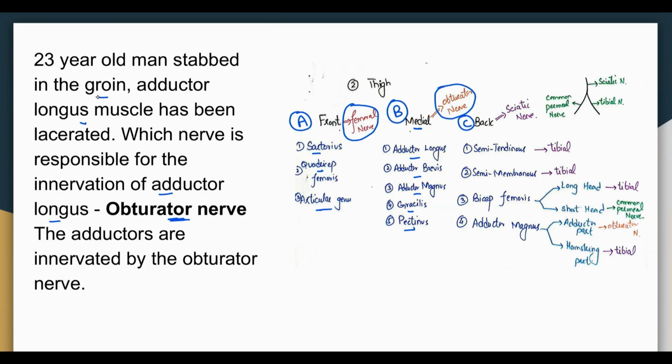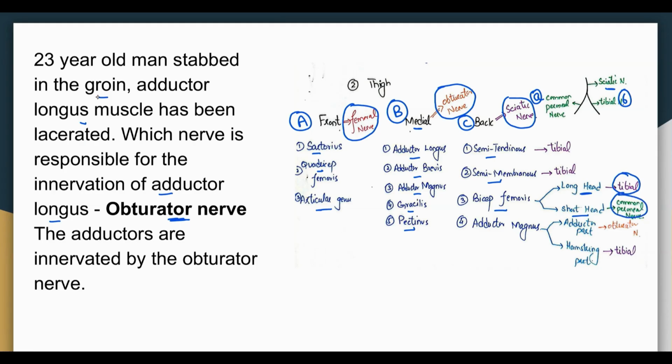This posterior compartment or the back compartment is supplied by the sciatic nerve. So we know that the sciatic nerve divides into two branches, that is the common peroneal and the tibial nerve. So let us see what specific muscles are supplied by the sciatic, tibial, and common peroneal nerve. So semitendinosus, semimembranosus are supplied by the tibial division of the sciatic nerve. Biceps femoris has the long head supplied by the tibial nerve and the short head is supplied by the common peroneal nerve.